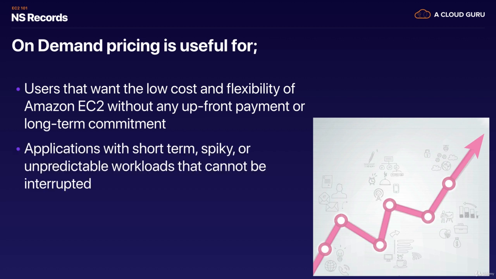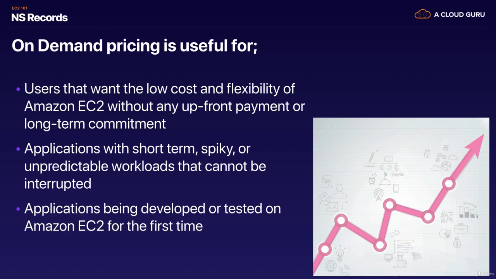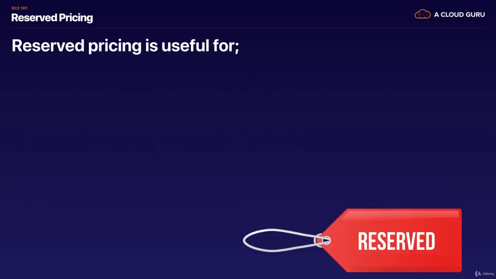commitments. It's also good for applications with short-term, spiky, or unpredictable workloads that cannot be interrupted, and applications that are being developed or tested on Amazon's EC2 for the first time. And we're basically going to be using on-demand for the rest of this course. So we're going to provision our EC2 instances, and then when we're finished, we're going to go in and terminate them.